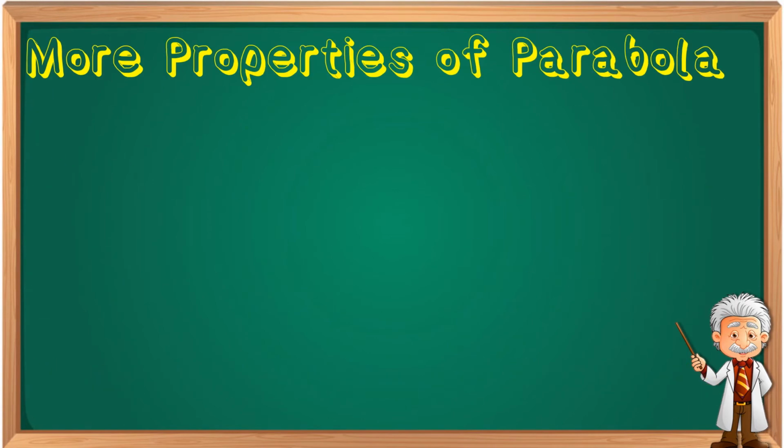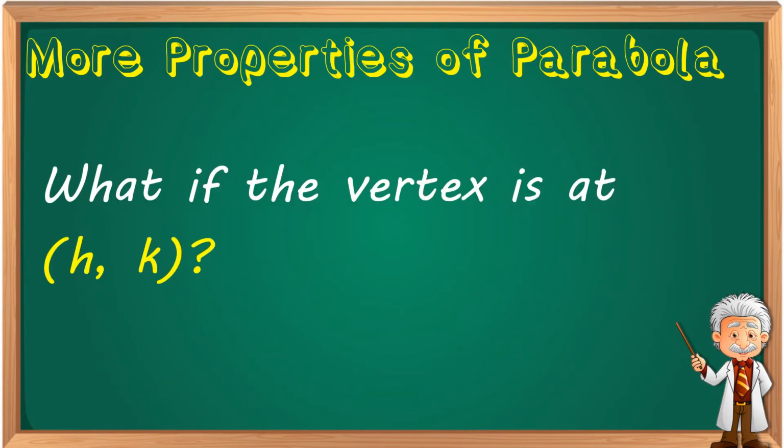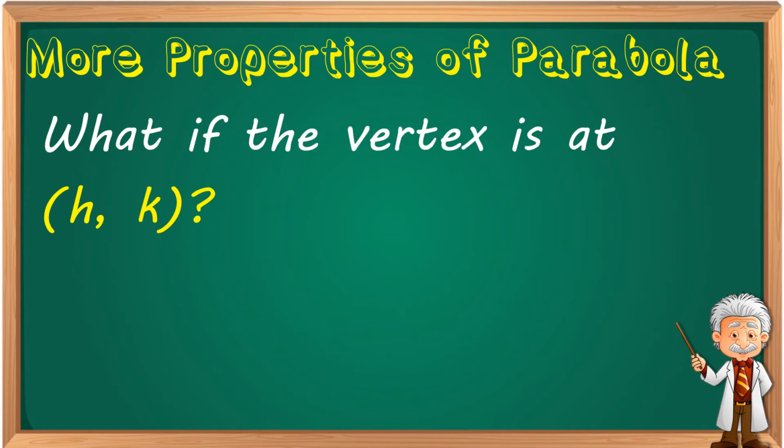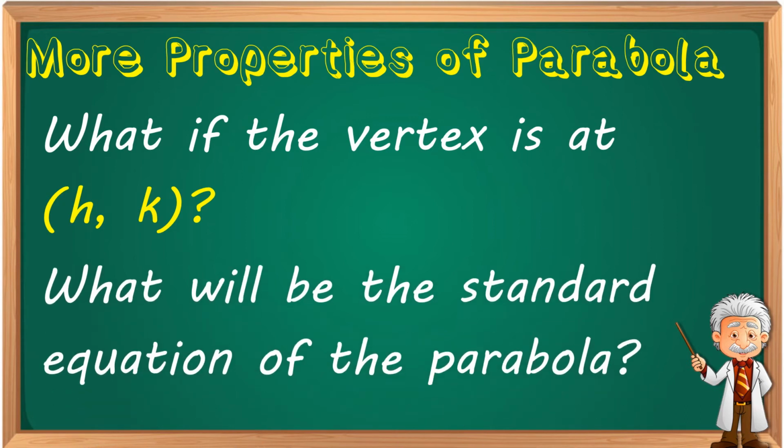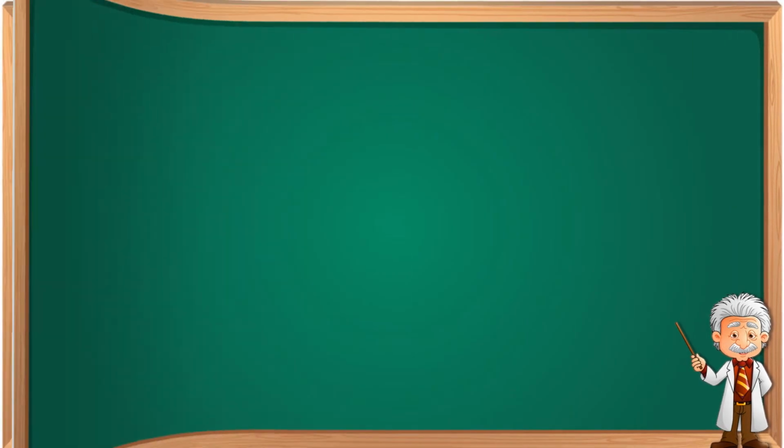Now, let's have more properties of parabola. Let's have this question: what if the vertex is at (h, k)? So it is not at the origin. It is at any point on the Cartesian plane. Wala siya sa gitna. So paano yon? What will be the standard equation for the parabola?